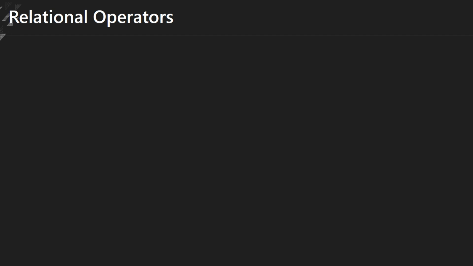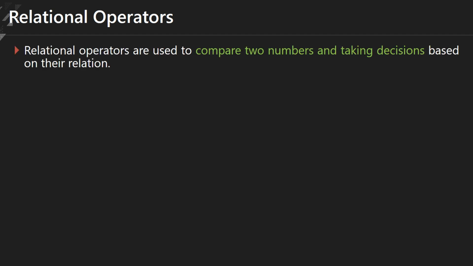There is another operator called the relational operator. As I discussed in the previous slide, you always use them for comparing two numbers and taking a decision. Based on the comparison, we will be taking a decision.